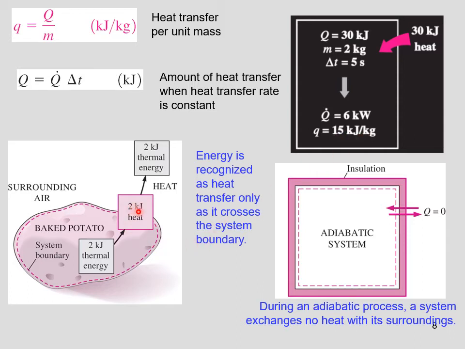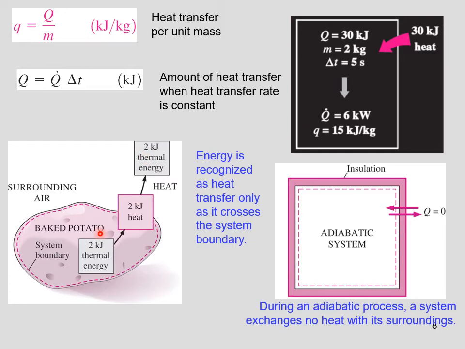So we define heat as energy that is transferred across system boundaries. So for example, here if we have a baked potato, everything inside the baked potato is known as our system, if that's what we're interested in studying. Dividing the system from the surrounding area, we define what's known as a boundary, a system boundary. So once energy crosses through that boundary, we define that to be heat. And it can go either way. It can go out of the system or go into the system.